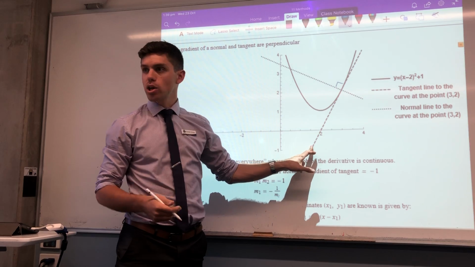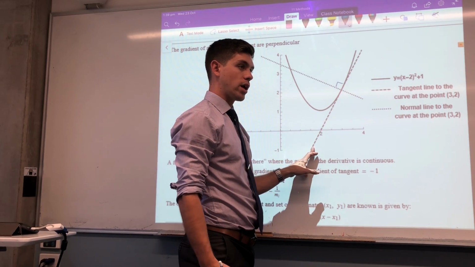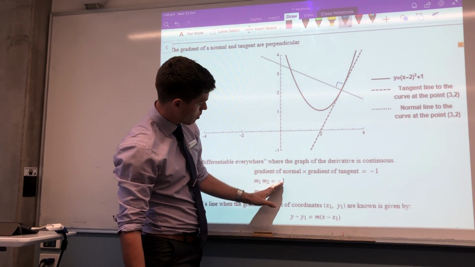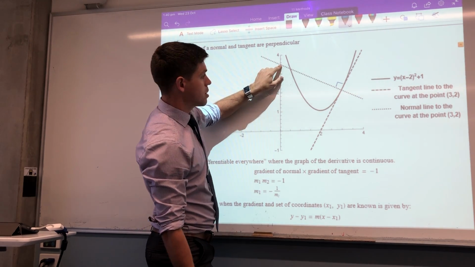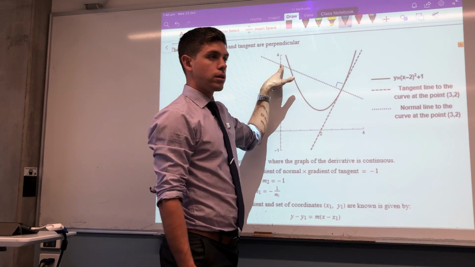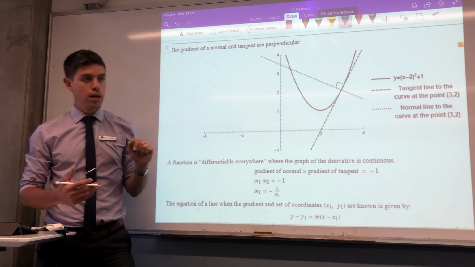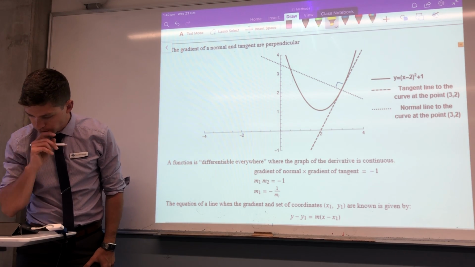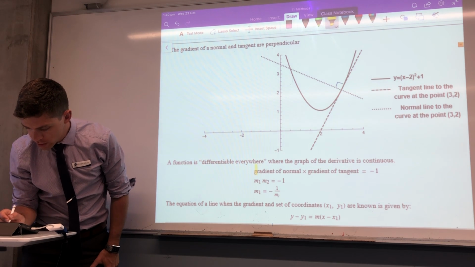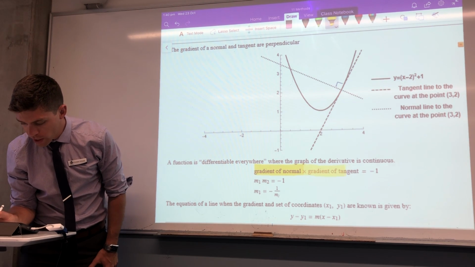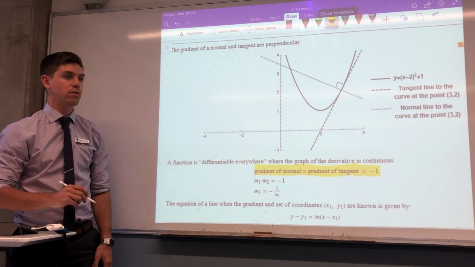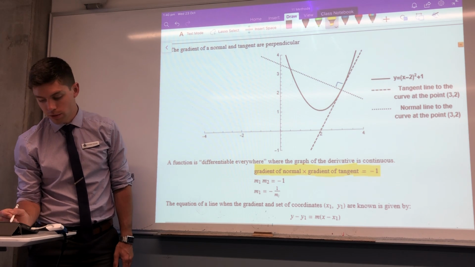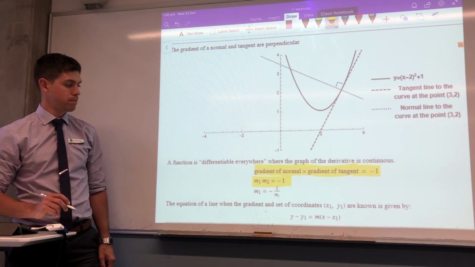Now what we can see is these are just linear lines, straight lines, linear functions. They will have a y-intercept. This one will have a y-intercept down here, and this one will have a y-intercept here. They also both have a gradient, and that's where most of our skills come into play. The gradient of a normal multiplied by the gradient of a tangent equals -1. You've used that before, hopefully that part's just revision. You would have defined the formula m1 times m2 equals -1.